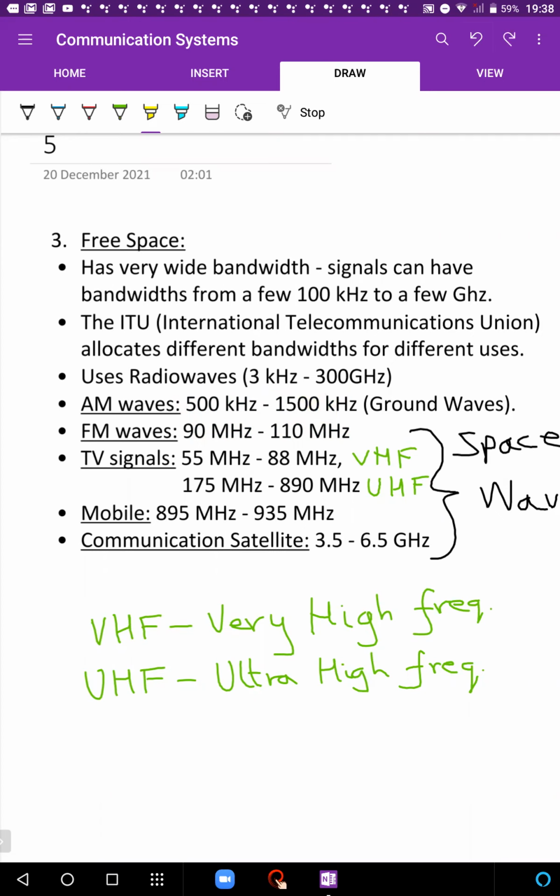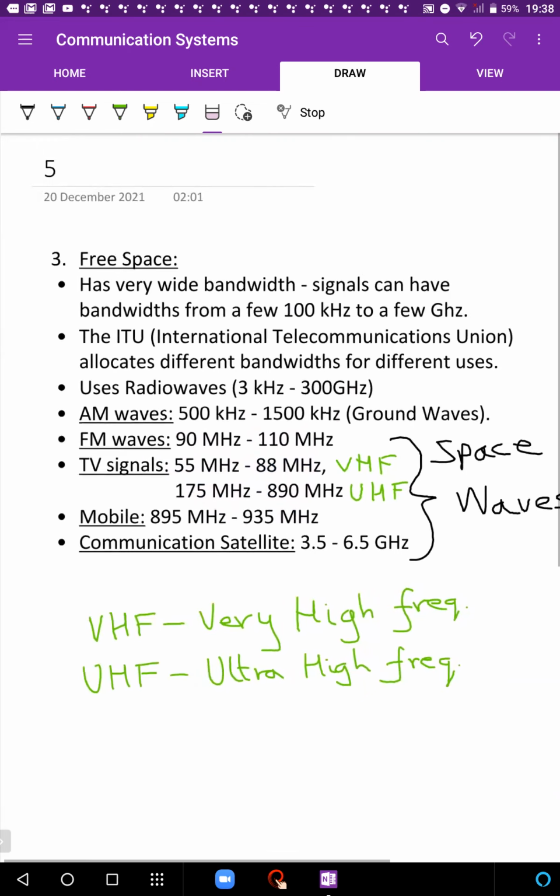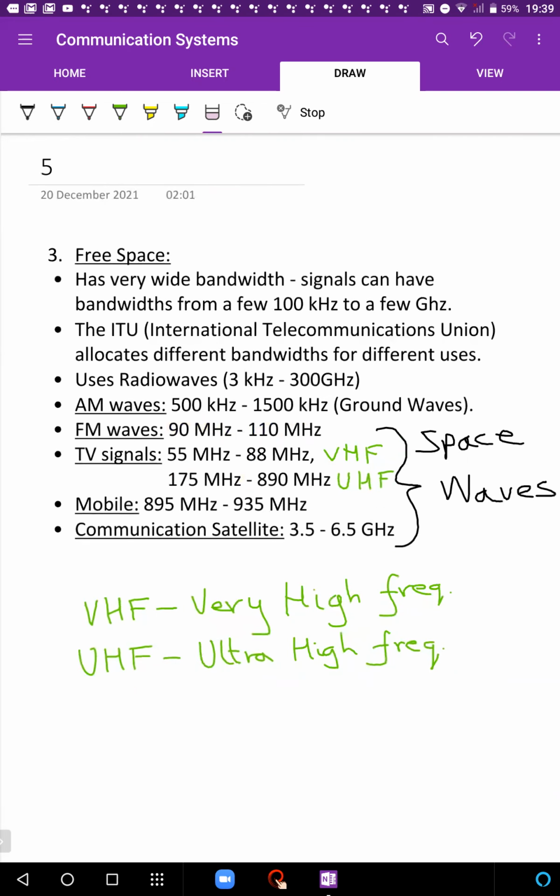AM waves are used for low frequencies. Then FM is 90 to 110 megahertz, so significantly higher. TV is in between, 55 to 88 and then after that 175 to 890. So that's quite a wide bandwidth allocated to TV signals. Mobile then is 895 to 935 for mobile.